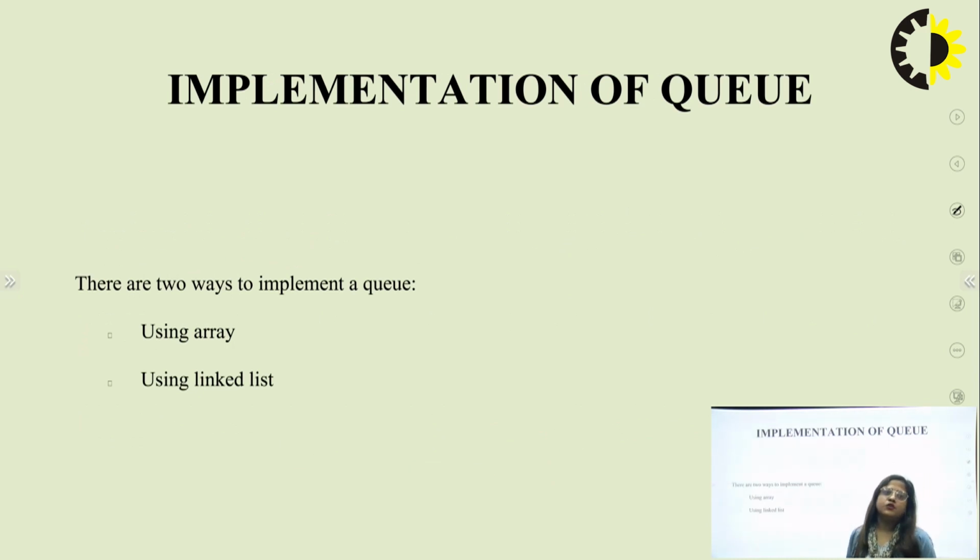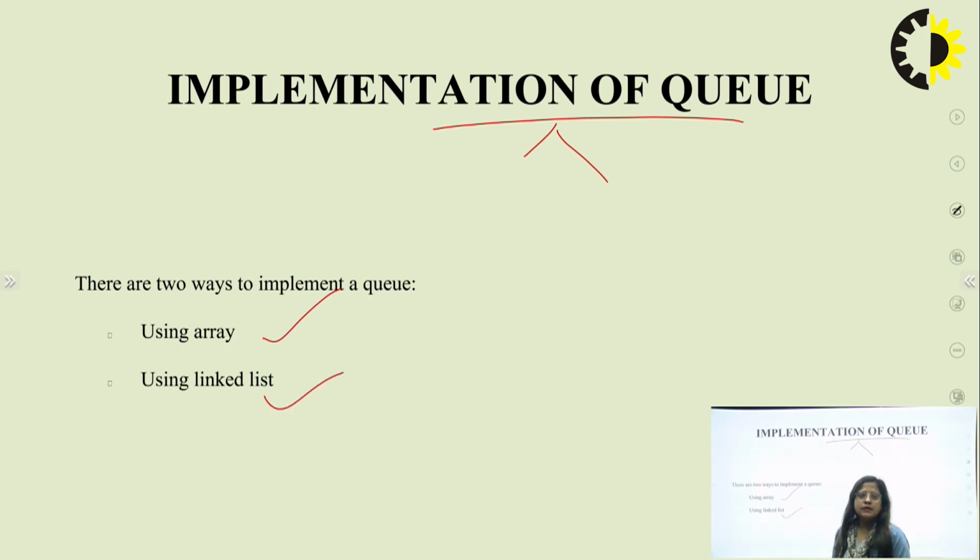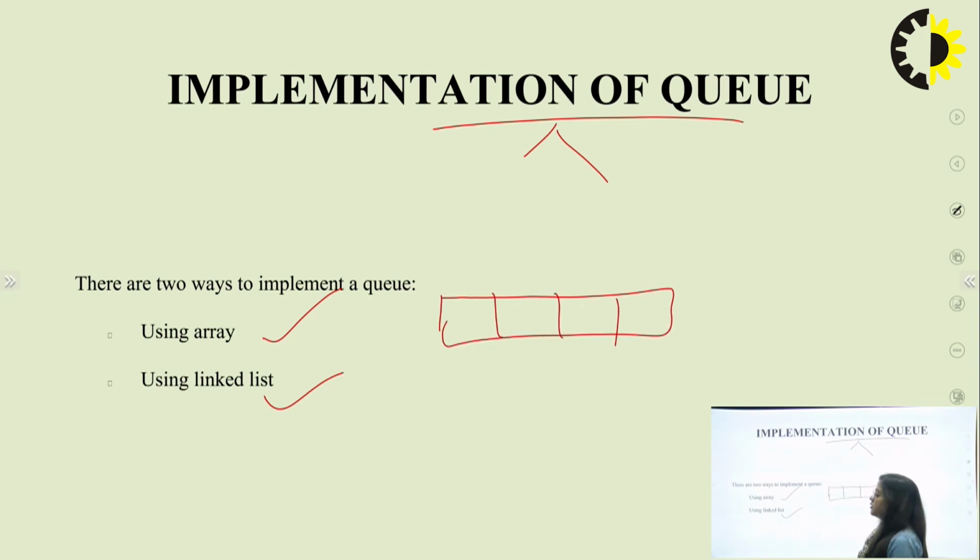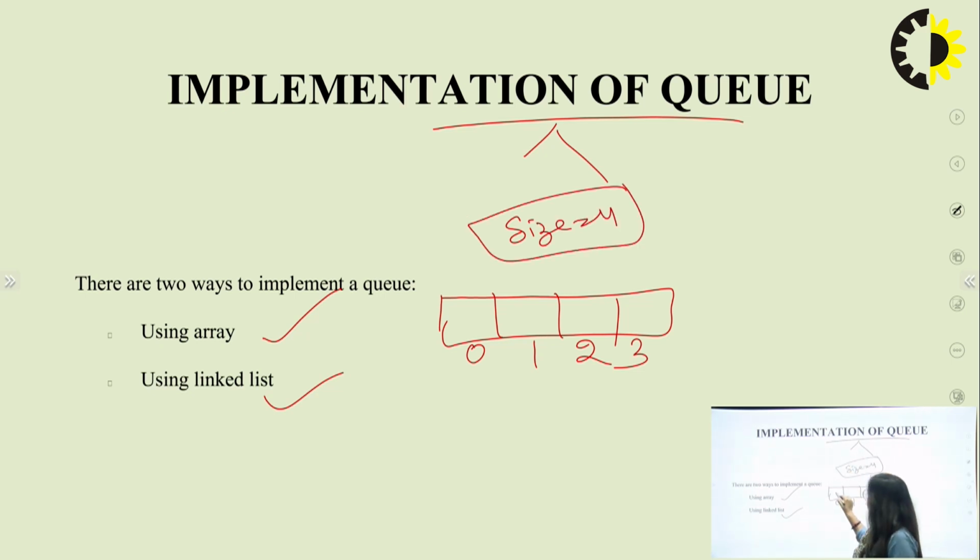Now the implementation of queue. As I discussed in my previous slide, the implementation of queue is of two types. First one is array and second one is linked list. Array is simple, you define your size first. If the size is 4, the array holds A, B, C and D.